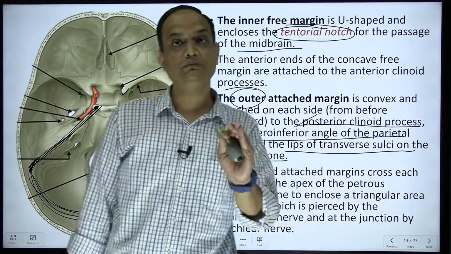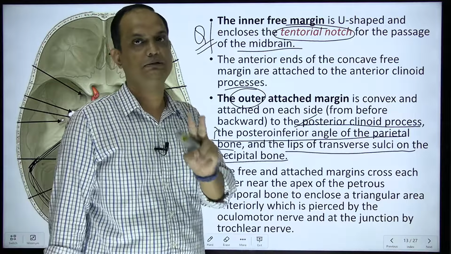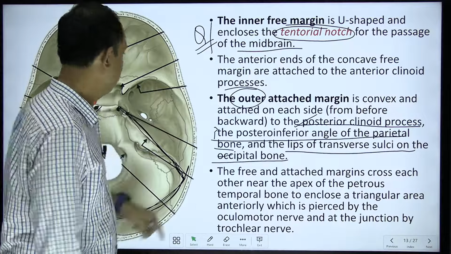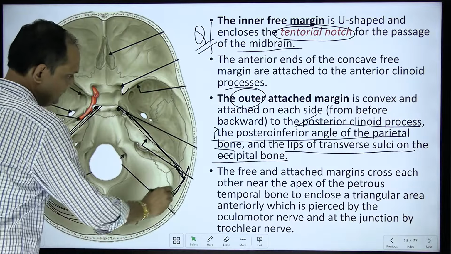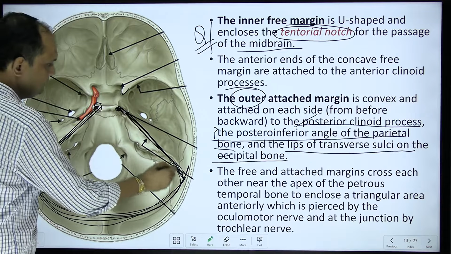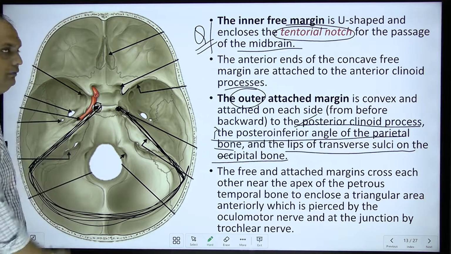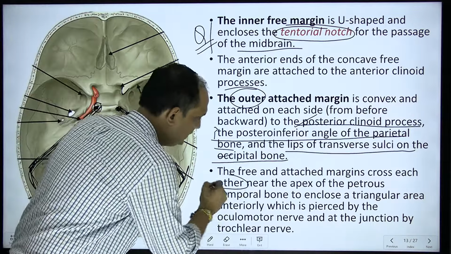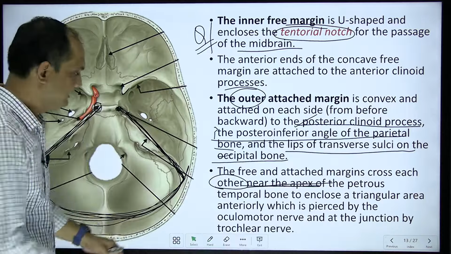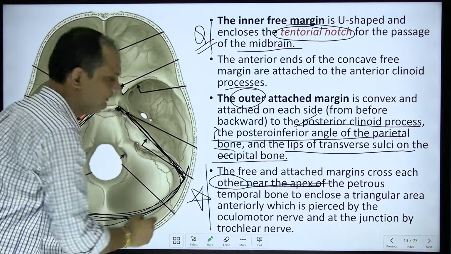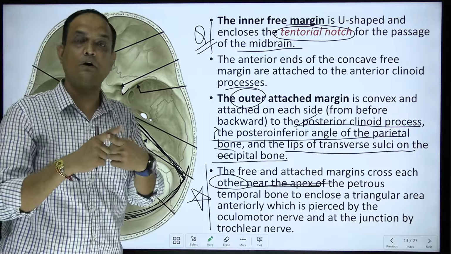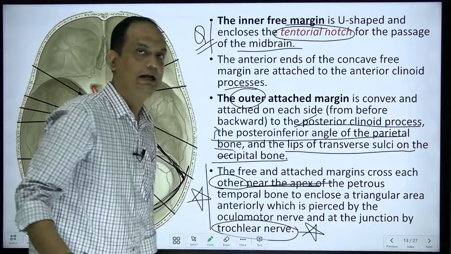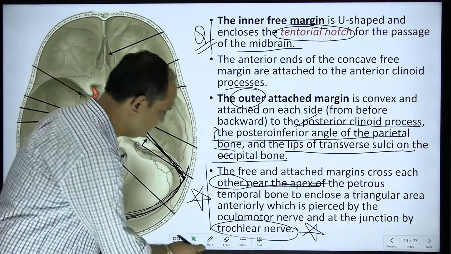Theek hai? To tentorium cerebelli is having the two margins, attached margin and free margin. Free margin means the loop. Attached margin means this broad area which is attached starting from the posterior clinoid process to the petrous part and inner side of your occipital bone. The free and attached margin cross each other near the apex of the petrous part. Ye jo line hai, ye jo paragraph hai, ye ek sawal hai. Kyon sawal hai? Because jahan pe crossing ho rahi hai, us crossing ke junction pe ek cranial nerve isko puncture karti hai, and that puncturing cranial nerve is known as trochlear.